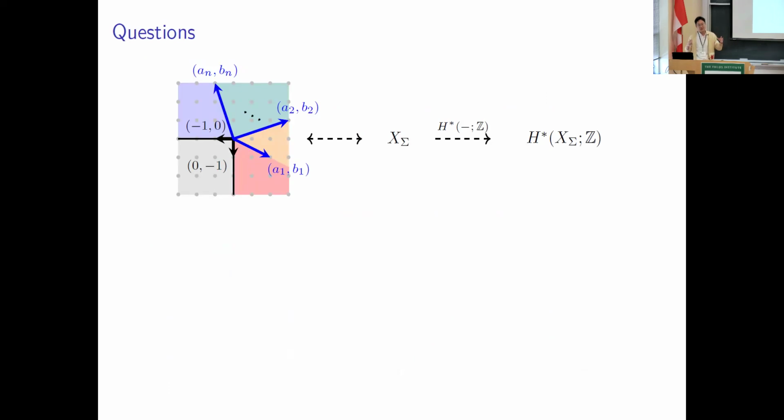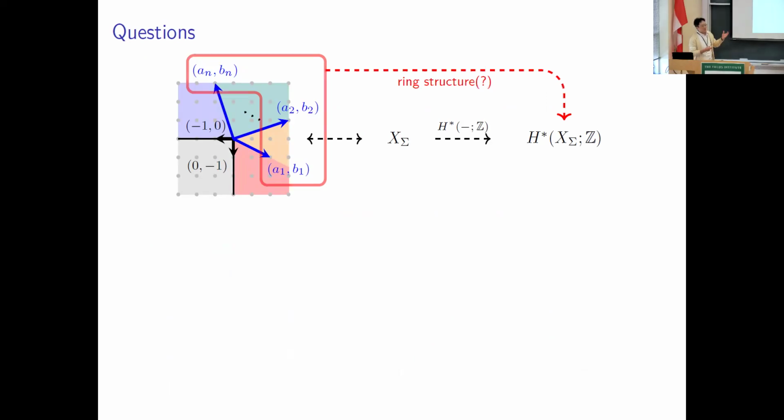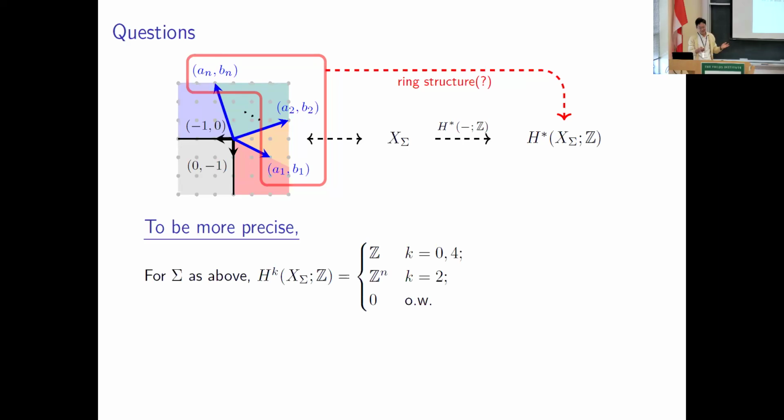So the question is pretty simple. Fix one smooth cone, and then increase the extra ingredients. That will give you a toric surface, a complex two-dimensional toric variety. So we have X_sigma, and then there's an object, the integral cohomology ring of this toric variety. There should be a way to compute the cohomology ring in terms of the data (a1, b1), (a2, b2), through (an, bn). This is the question. So pretty simple.